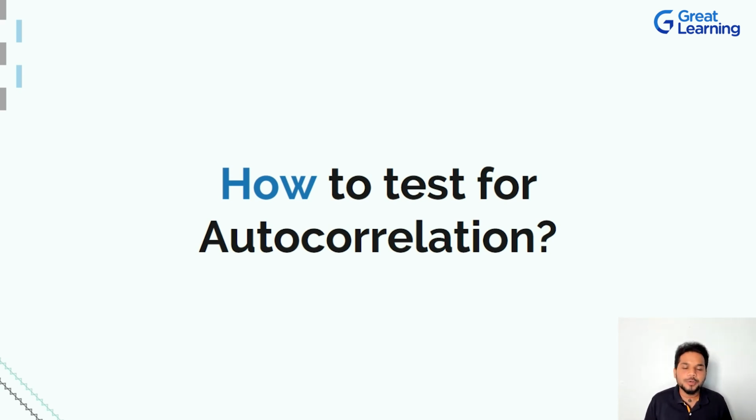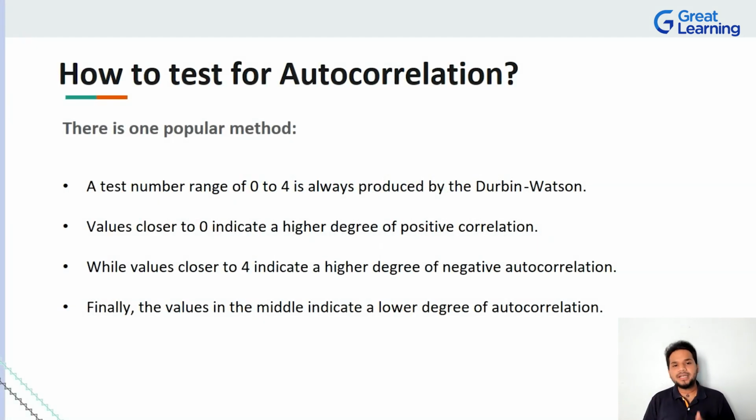We know what positive correlation is, we know what negative correlation is, and we definitely have a good understanding. But the question that you must be asking at this moment is, how do I test for autocorrelation? And in this section, we are going to take a look at exactly that. So coming to testing for autocorrelation, there is one very important method. It's called the Durbin-Watson method.